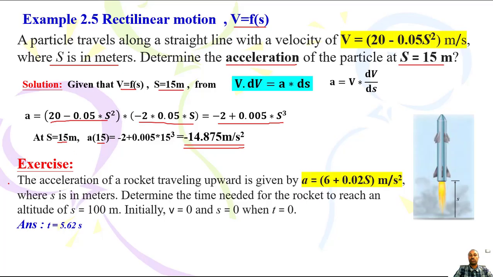So as an exercise, you can find this one. The acceleration of a rocket traveling upward is given by this equation, acceleration as a function of s, where s is in meters. Determine the time needed for the rocket to reach an altitude of 100 meters. Initially, v is equal to 0 and s is equal to 0 when t is equal to 0. So this is just the time required.